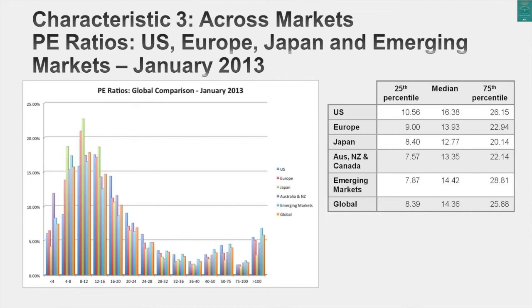Across the subgroups, you see the same kind of distribution. Peak to the left, tail to the right. The median values do vary across the subgroups, but not in a way that might be predictable or easy to explain away. It is true that the US had the highest median PE in 2013. It's true that Japan had the lowest median PE. But it's also true that emerging markets had a higher median PE than European markets do.